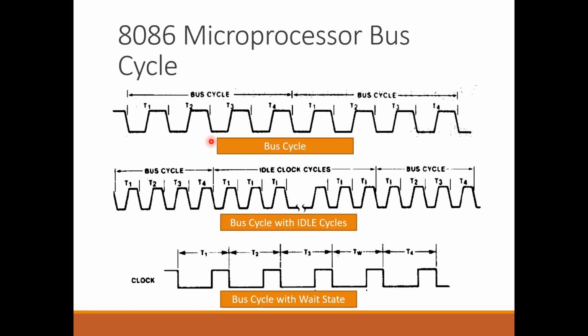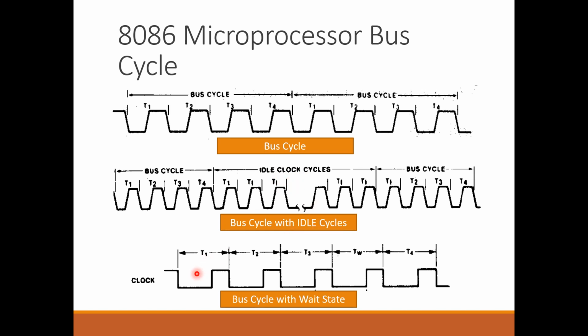And this is a normal bus cycle: T1, T2, T3, T4, which is one bus cycle. T1, T2, T3, T4, another bus cycle. Here we've got T1 up to T4, a bus cycle. Here we have another bus cycle. But look here, this is called an idle state. We've got T1, T1, T1, so they are called idle clock cycles. The microprocessor doesn't perform anything with the input, output or memory device at this time.